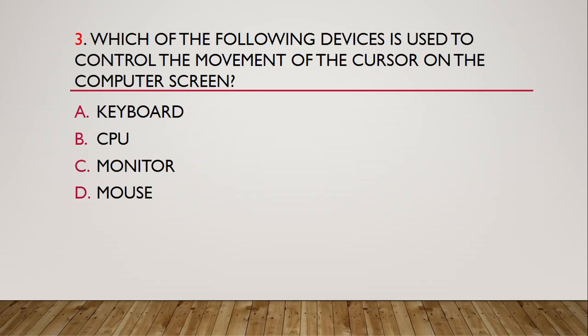Number 3. Which of the following devices is used to control the movement of the cursor on the computer screen? I want you to check my screen right now. You will see that the cursor on my screen is moving. The question you should ask yourself is, what am I using to move this cursor? There are two things that you can use.